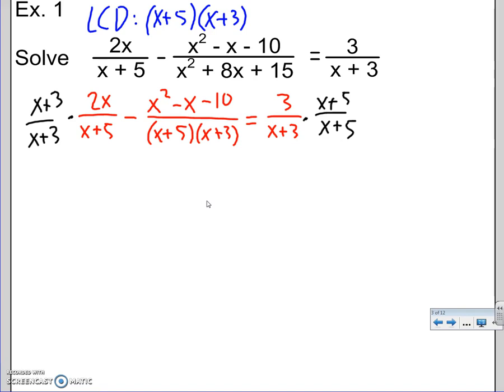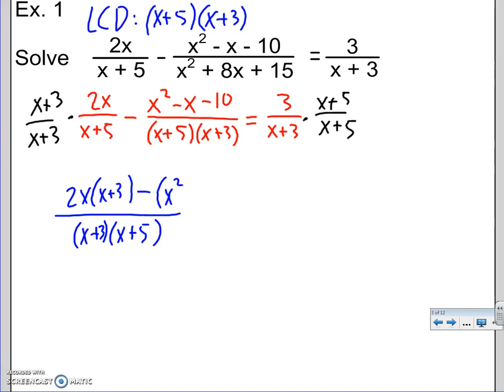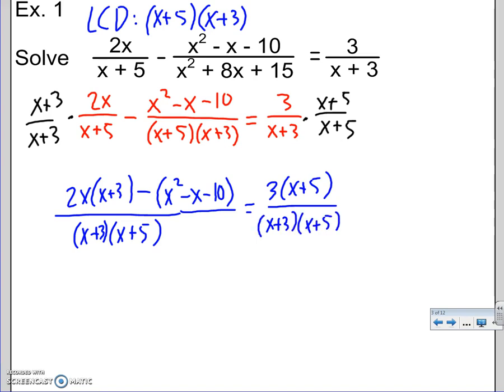So this left one will be 2x times x plus 3 all over this x plus 3, x plus 5. Now this next one's the same denominator, so I'm not going to rewrite it. I'll just put it all together as one giant fraction. That has a minus sign, so make sure I have parentheses. Equals 3 times x plus 5 over this same denominator. All right, this is fully factored form, and we combine it to a single fraction.